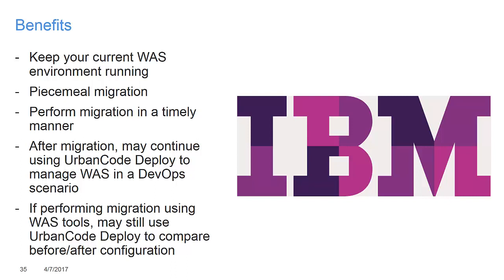And finally, even if you don't use UrbanCode Deploy to perform a migration, you may want to do this discovery process before you use the WAS tools to perform a migration, collect your configuration data, then perform the migration, collect the configuration data again, and use our compare feature in UrbanCode Deploy to see how your configuration changed as part of the upgrade. And that may be useful in case you run into any issues during the upgrade.